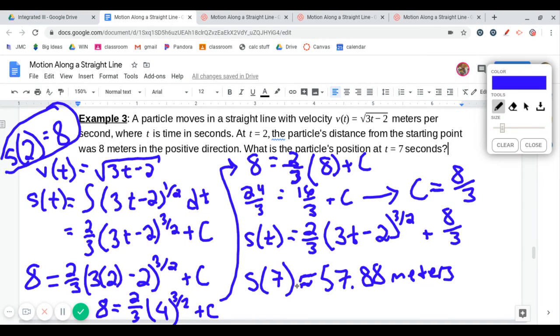So remember, just to get that, you plug in 7 for t and simplify. So you end up with 21 minus 2, so 19 to the 3 halves times 2/3 plus 8/3. And that is how you use an initial condition to create a position function given a velocity function.